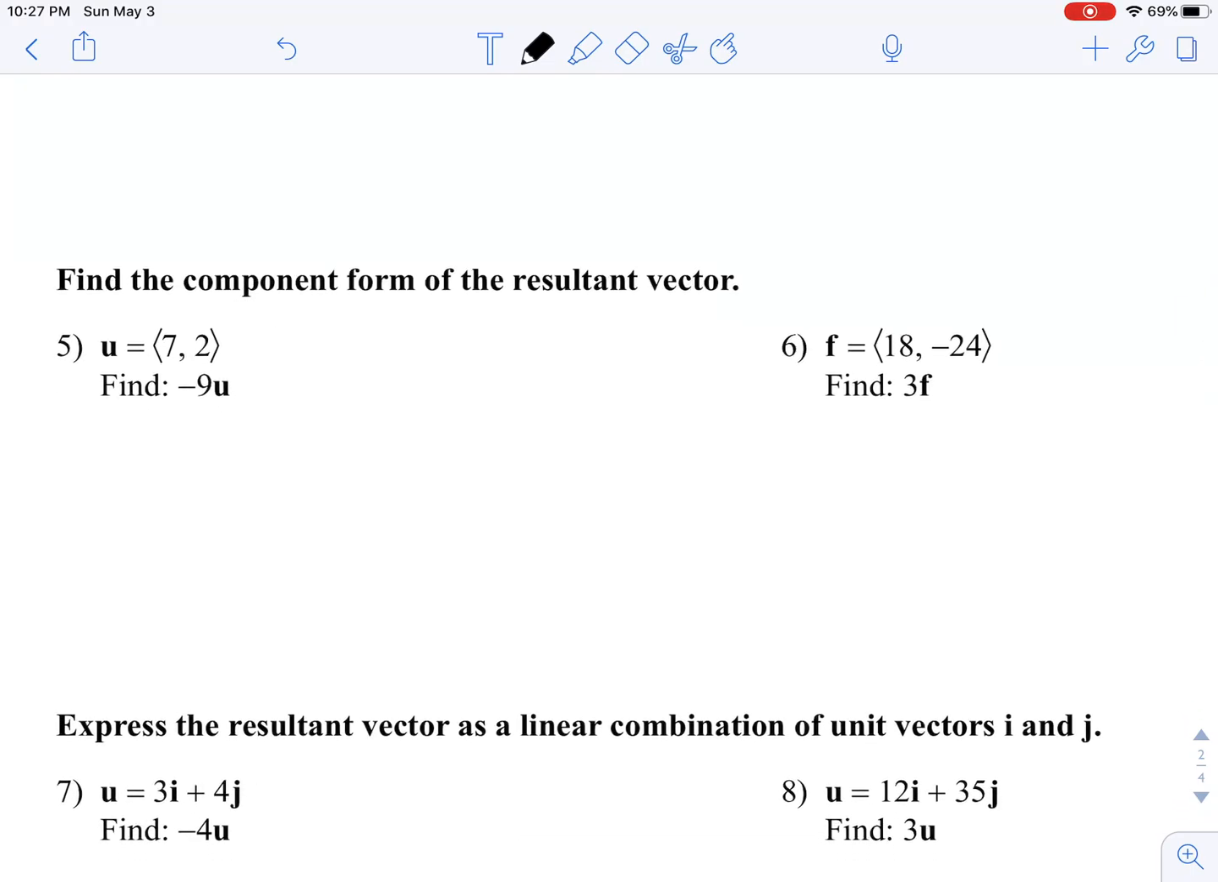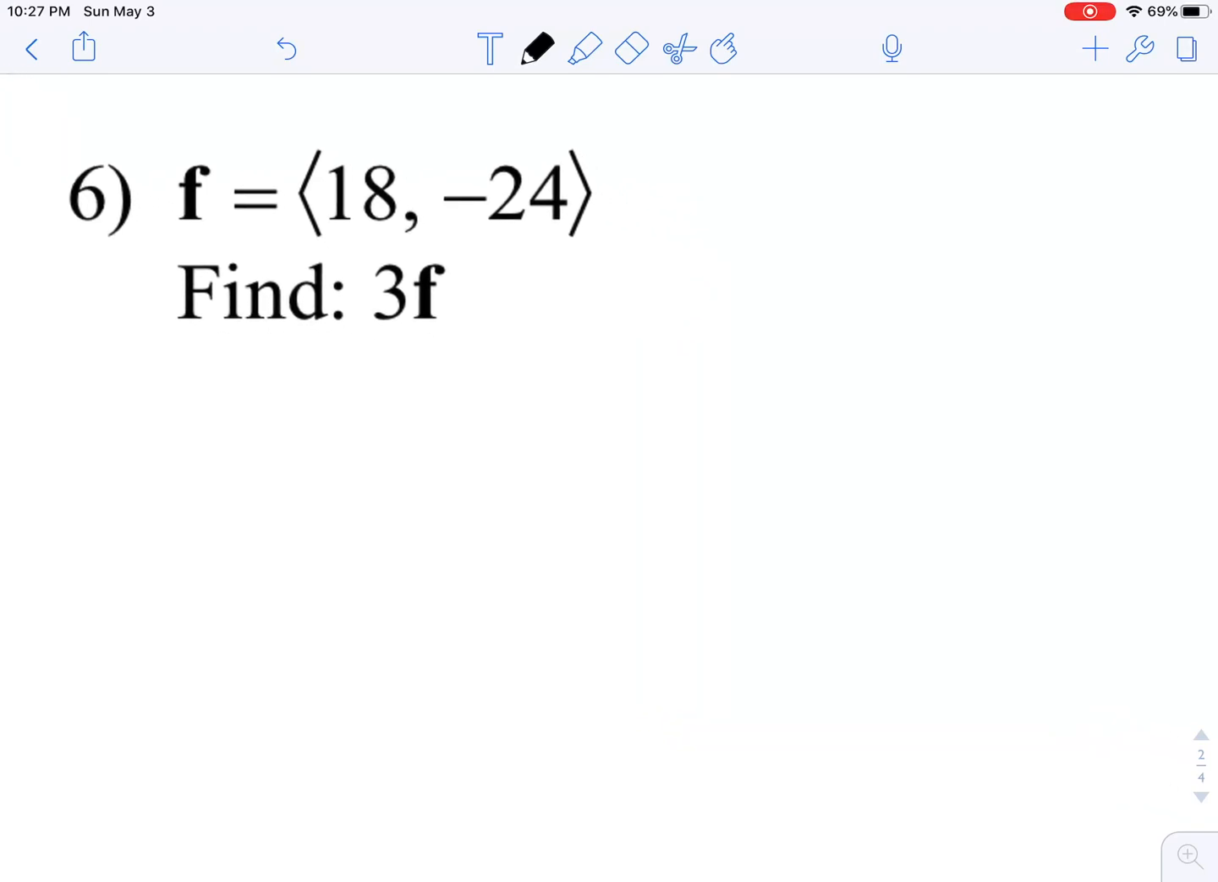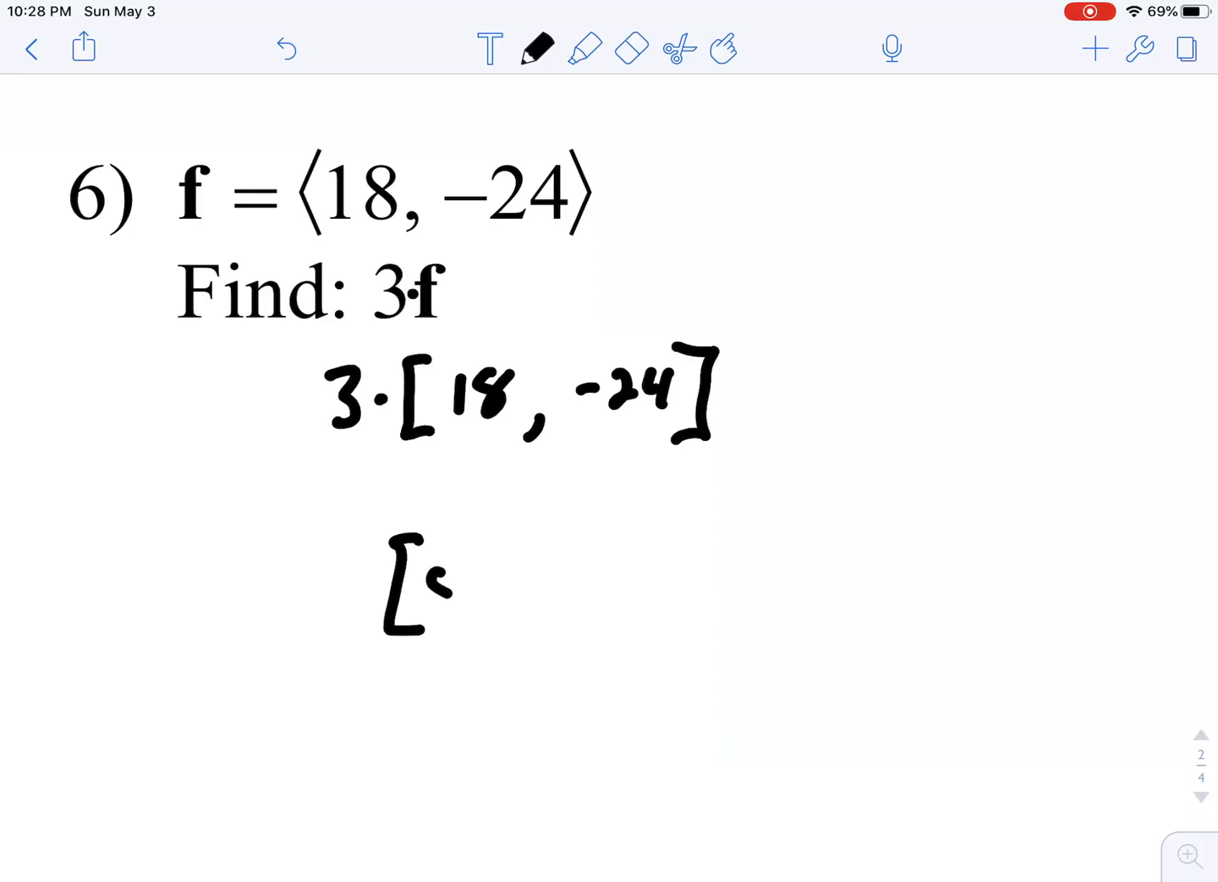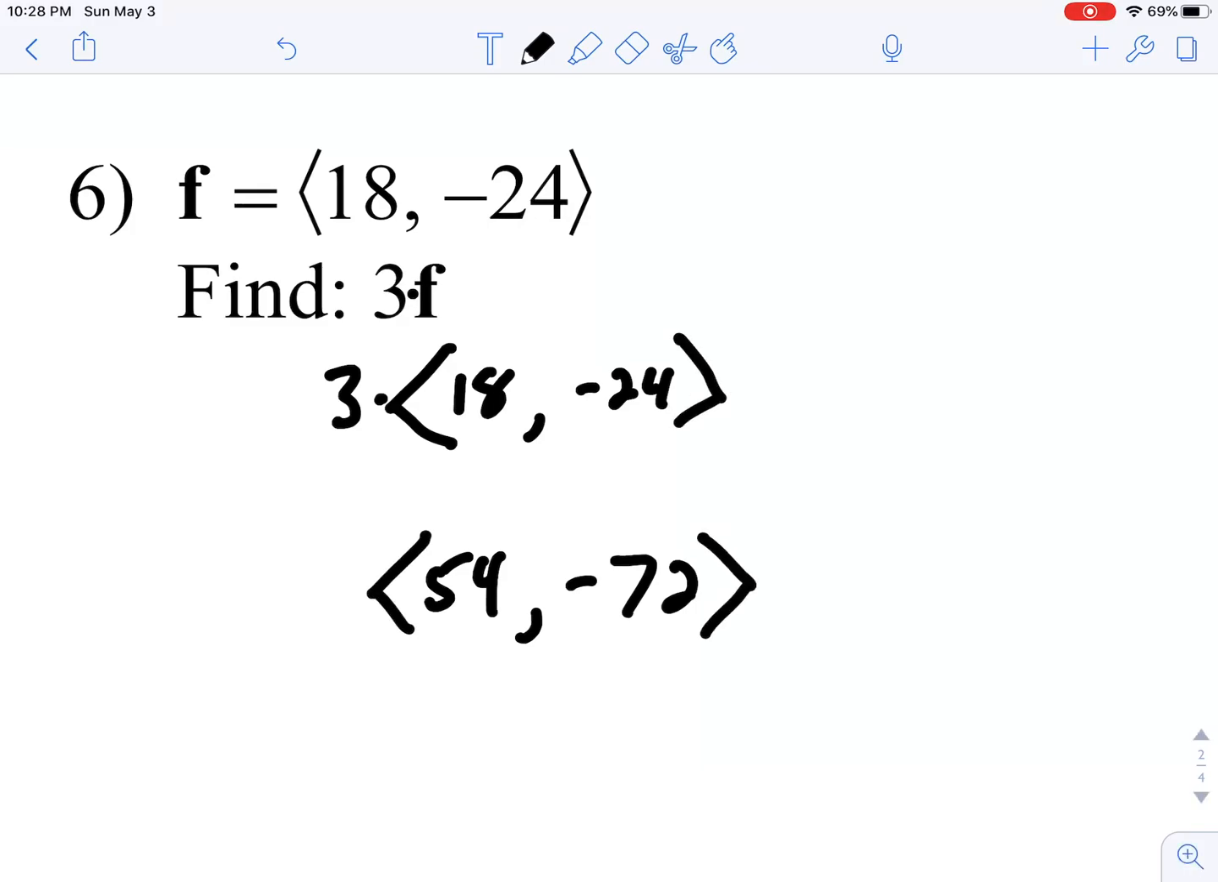Scalar multiplication. About as simple as opposite vectors, a little bit more to it. Scalar multiplication is the same thing as it was with matrices. We're going to multiply 3 times f. Well, if this were a matrix, I'd write the problem like this, and then my answer would be, what's 3 times 18? 54. And 3 times negative 24 is negative 72. So if this were the last unit, we'd do it this way. Well, now they're vectors. Well, guess what? Everything stays exactly the same. We just put those types of brackets on it, and that's it.